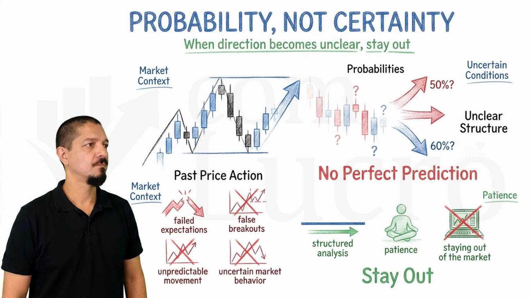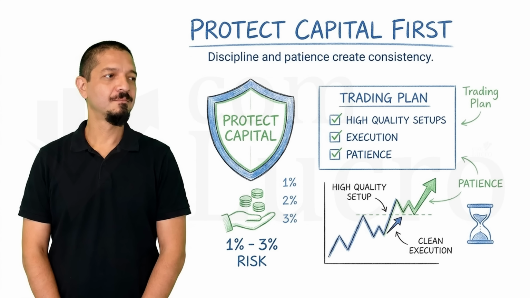Because of that, whenever market structure becomes unclear and directional bias is difficult to identify, the best decision you can make is to stay away from the market and avoid forcing unnecessary trades. By respecting your risk management rules, limiting your exposure to only 1 to 3% of your capital per trade, and patiently waiting for high-quality setups aligned with your trading plan, you can protect yourself from major losses and avoid unrealistic expectations that no trading strategy can consistently deliver.